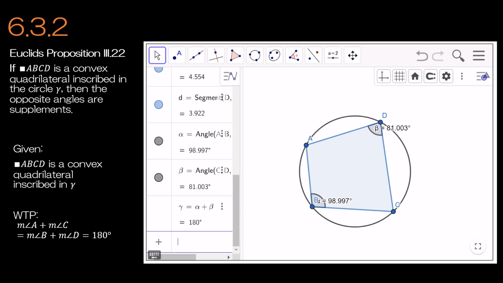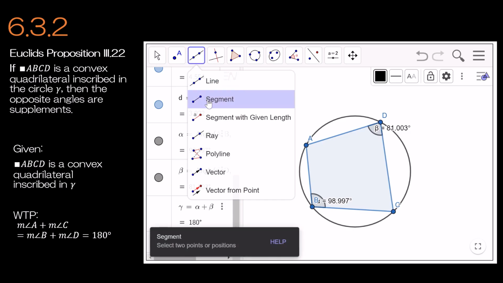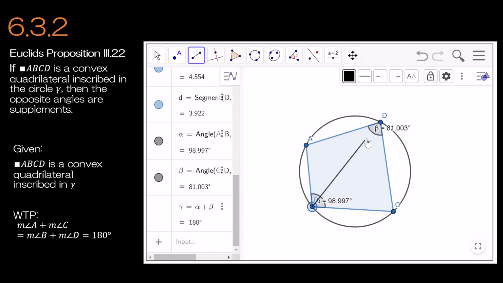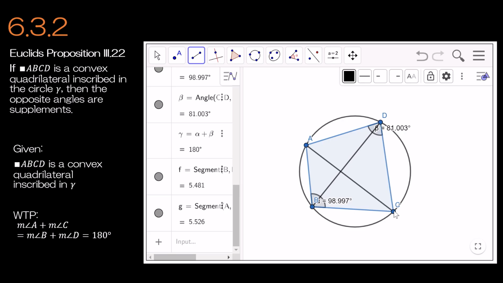So again, how are we going to prove this? Well, we can make some diagonals, and then I can use the inscribed angle theorem. So for instance, if I make these diagonals, I can then look at ABD and ACD.